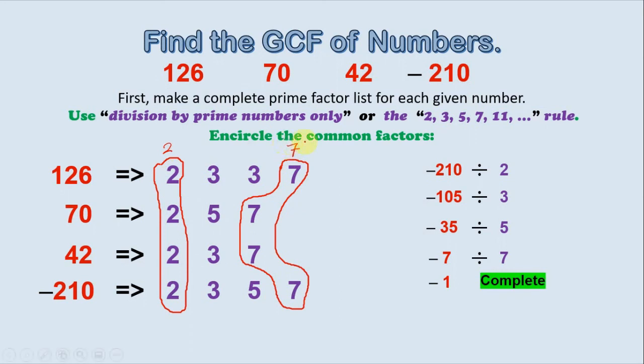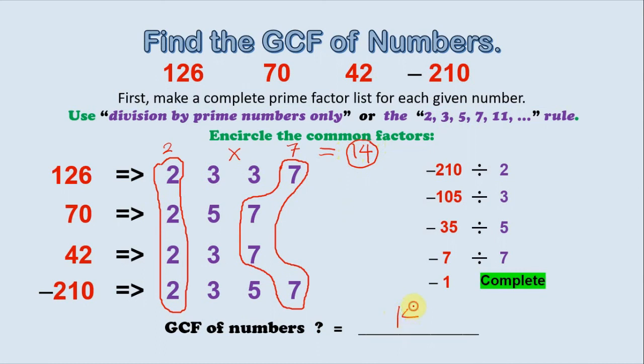To find the GCF, multiply 2 and 7 to get 14. Therefore, the number 14 is the GCF. Our job is done. We have found the GCF.